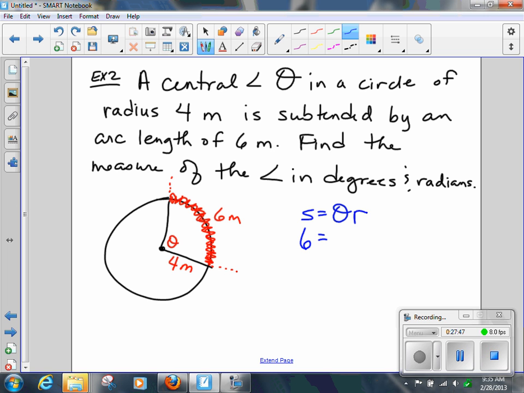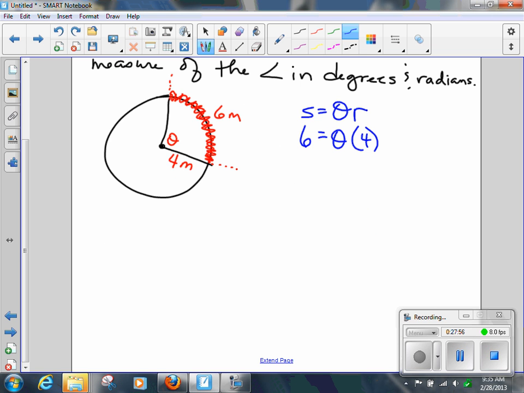Theta is what we're trying to find, so it stays theta. My radius is what? 4. How do I solve for theta? Divide both sides by 4. So theta is 6 over 4, or 3/2, or 1.5. Do you guys agree with that?